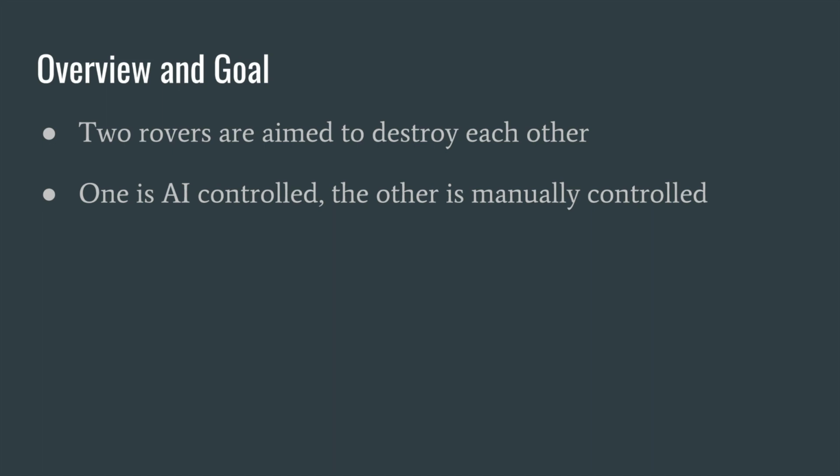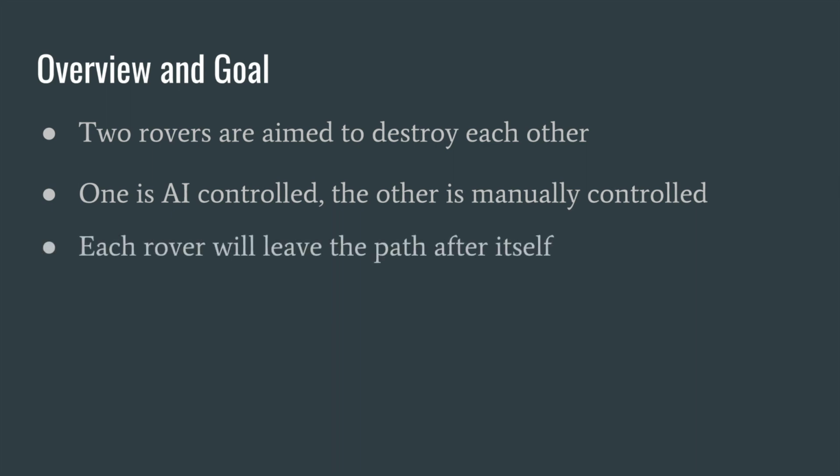In our project design, we have two rovers representing two battle tanks. One rover represents the hacker, which is the artificial intelligence rover. The other one is the guard, which is the user-controlled rover. Both rovers will leave an unerasable path. It's not visible on the arena, but visible on the graphic user interface of the Raspberry Pi.